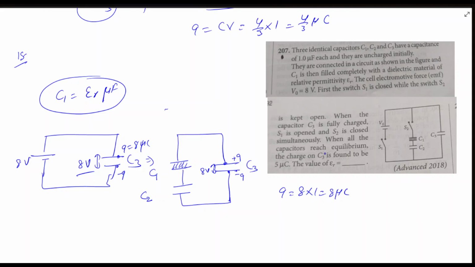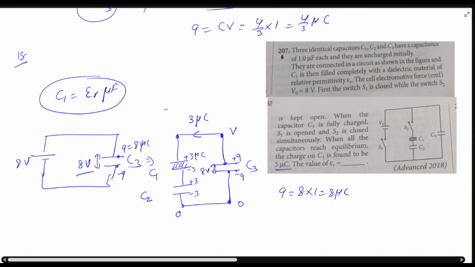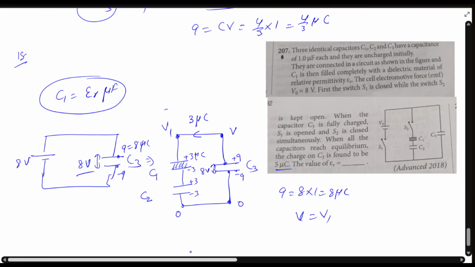Now when all capacitors reach equilibrium, the charge on C3 is found to be 5 microcoulomb. Okay, so initially it was 8. Now what will happen? 3 microcoulomb of charge must have transferred to these plates. So here it will be plus 3, here minus 3, here plus 3, here minus 3 microcoulomb, right? Now the potential across these must be the same. So let's consider the potential across this is V, and across the other branch it is V1. So V must be equal to V1, right?